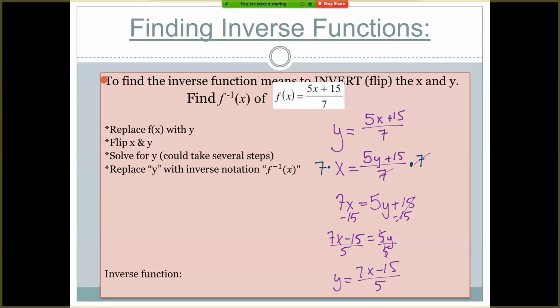Last thing we need to do is write that in inverse notation. So f inverse of x equals 7x minus 15, all divided by 5. Questions on this one?